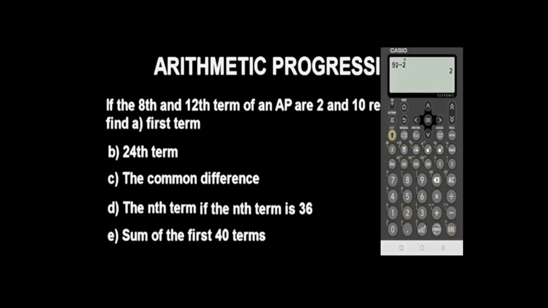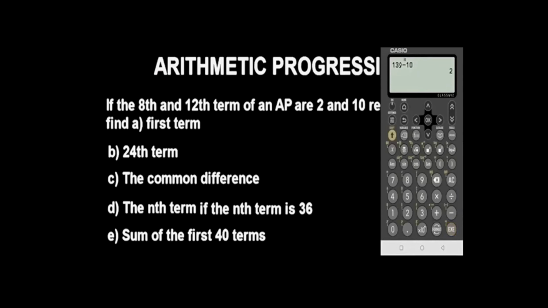Either I do it this way or let's use that of the 12th term. After 12, the next value is what? 13, right? Yes. So 13 minus the value of the 12th term, which is 10. Okay, so 13 minus 10, it is as simple as this. Let's press execute, you still get 2 as the common difference.